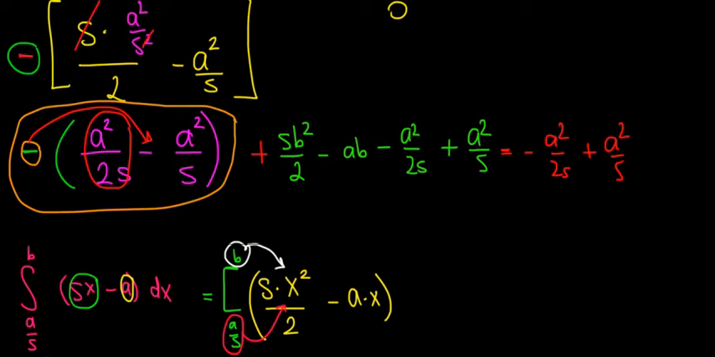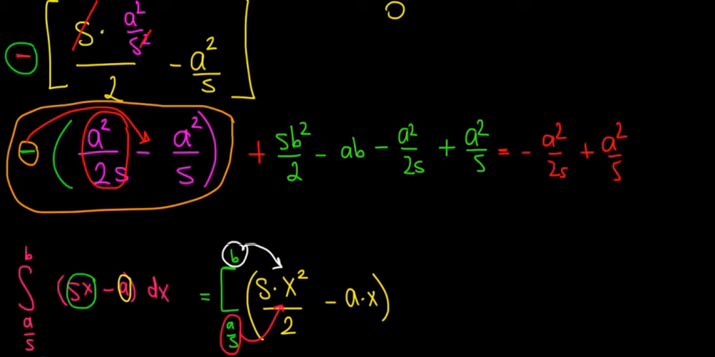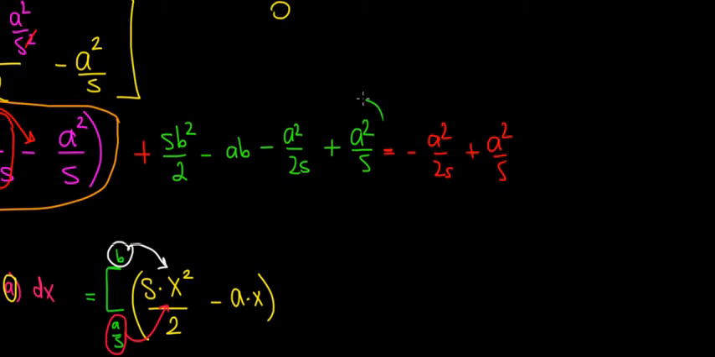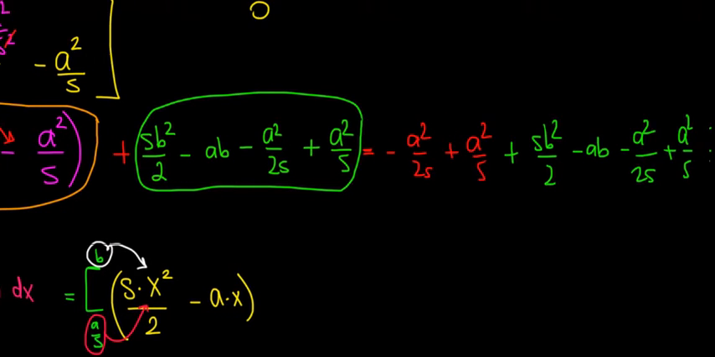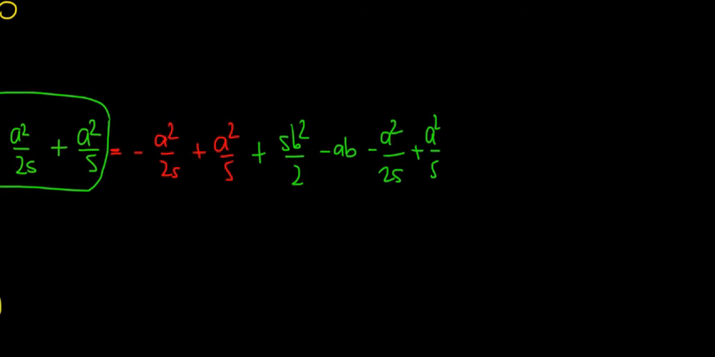Now let's change colors for the second result that we found for the second area of the triangle, which is going to be plus s times b squared divided by 2 minus a times b minus a squared divided by 2s plus a squared over s. Okay, now we can add some terms because we have common terms here. So minus a squared divided by 2s and minus a squared divided by 2s.